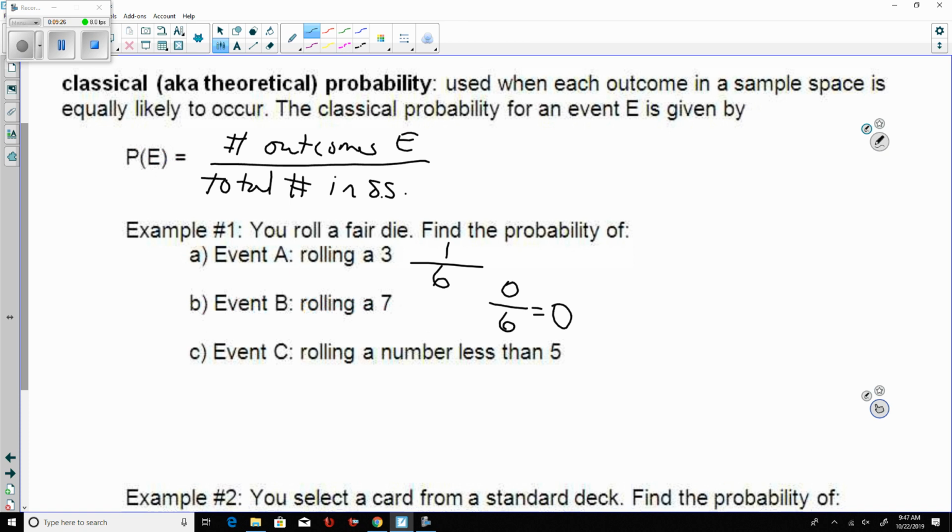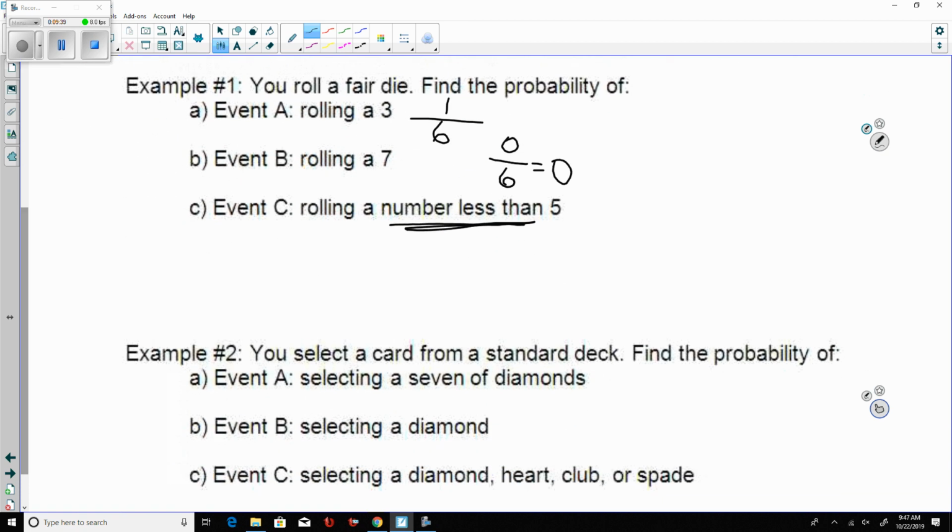Okay? And then you got to be careful of your terminology. This says less than 5, so is 5 included? No. Okay, so be very careful. So less than 5, we're talking about 1, 2, 3, and 4. So rolling a number less than 5 would be 4 out of 6.